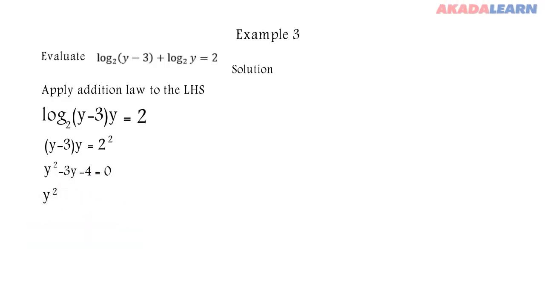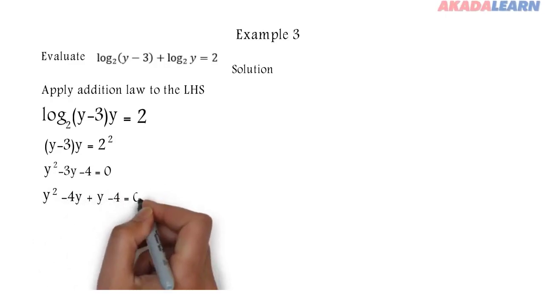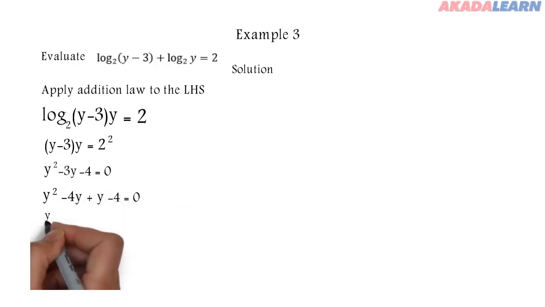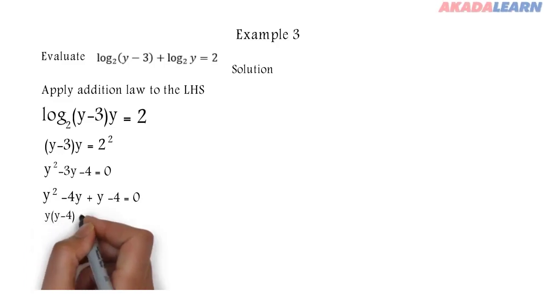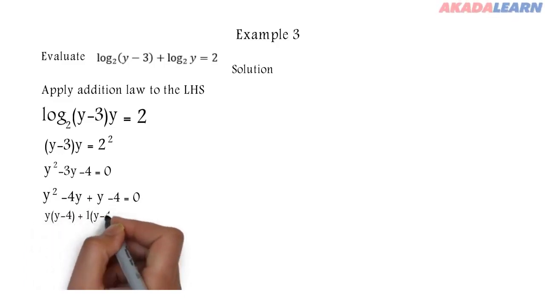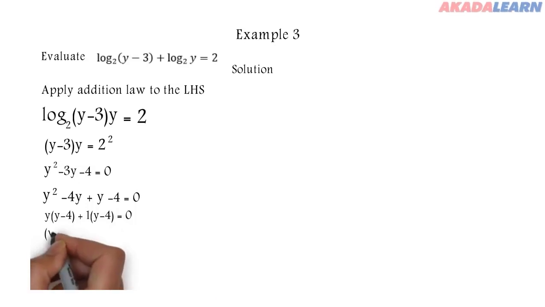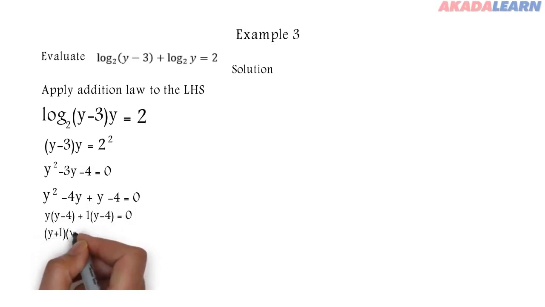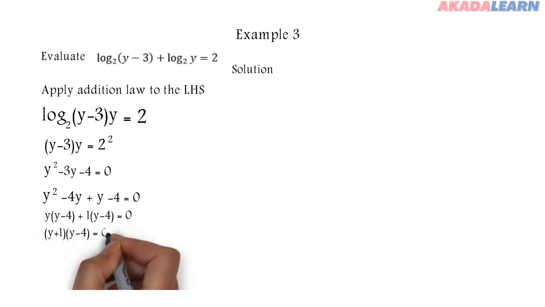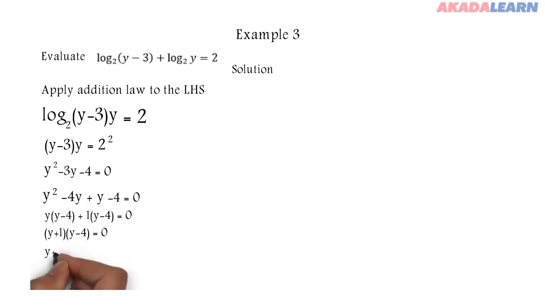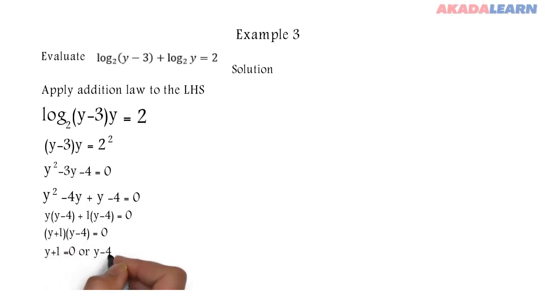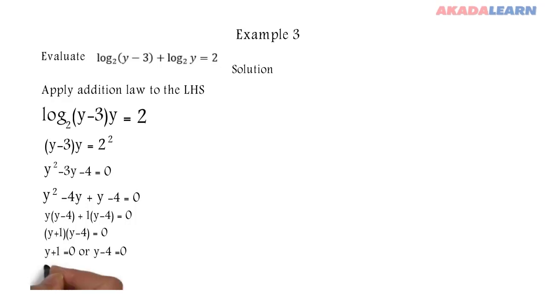And factorizing that particular quadratic equation, we are going to have y open bracket y minus 4 close bracket plus 1 open bracket y minus 4 equals 0. So y minus 4 is common, we pick it and we pick the other two numbers outside the bracket. So it means that y plus 1 equals 0 or y minus 4 equals 0. So y equals minus 1 or 4.